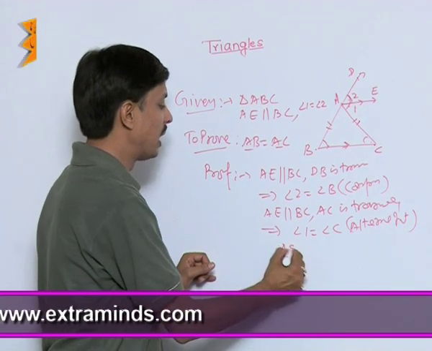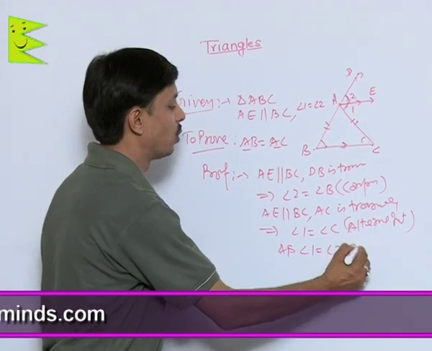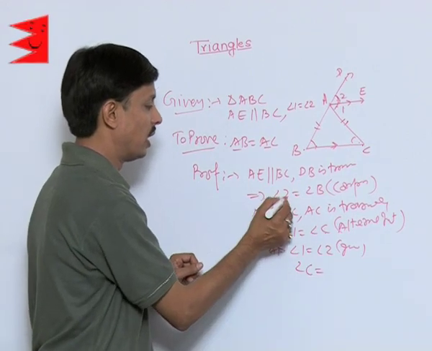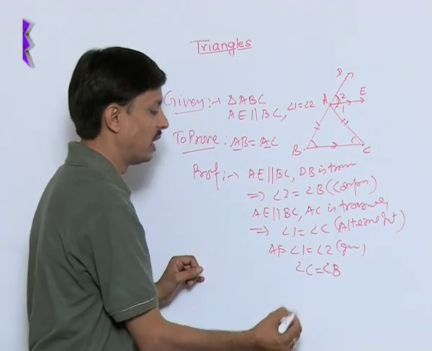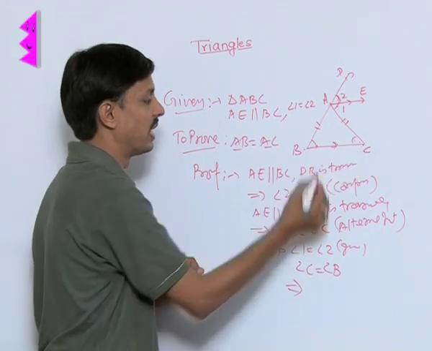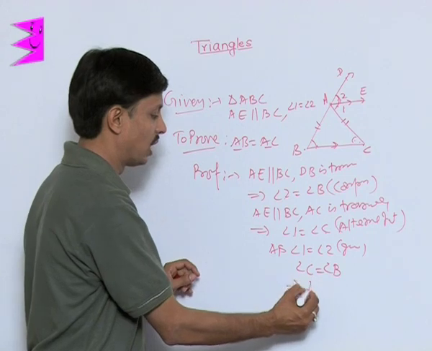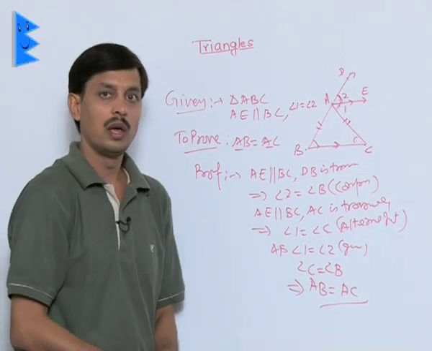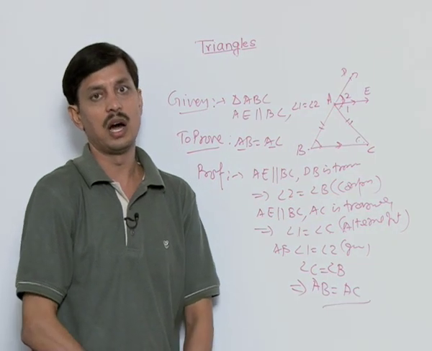As we have angle 1 equal to angle 2 given, in place of angle 1 I can say angle C, in place of angle 2 I can say angle B. So what conclusion is coming? The conclusion is that angles B and C are equal. If two angles are equal, the opposite sides are equal, so I can say AB is equal to AC. Hence the triangle is isosceles.